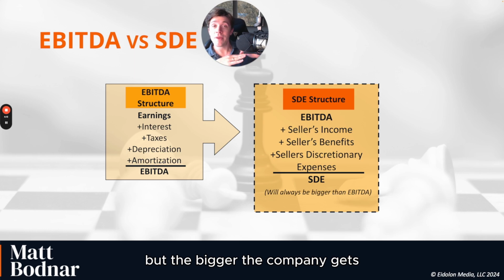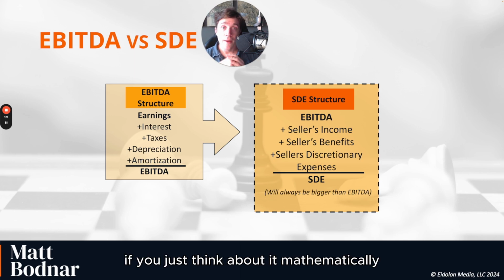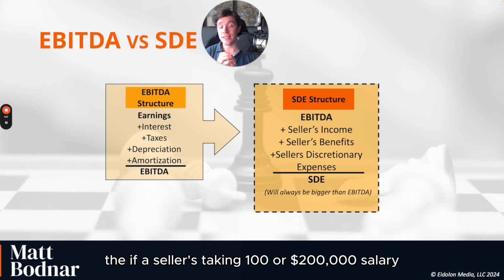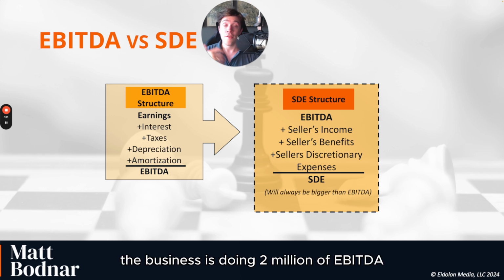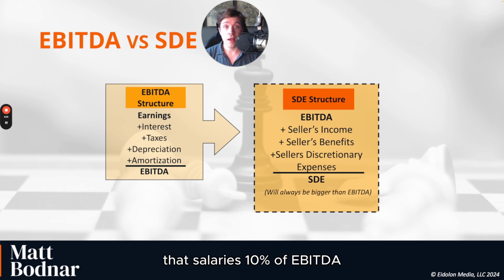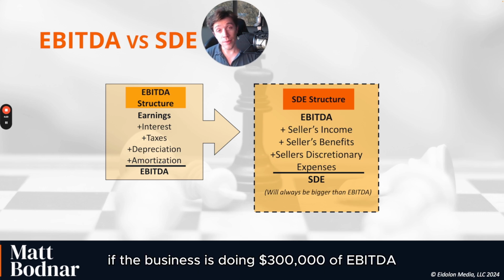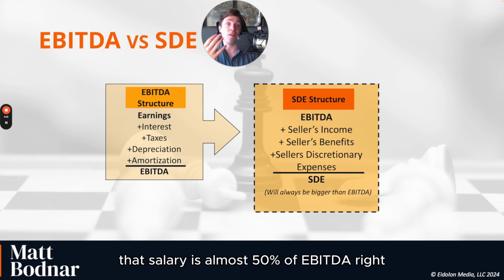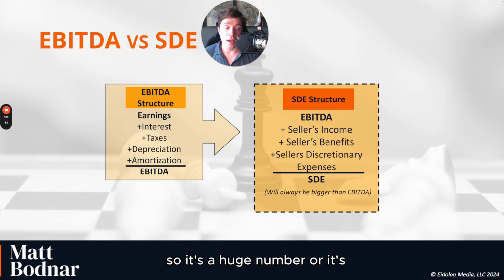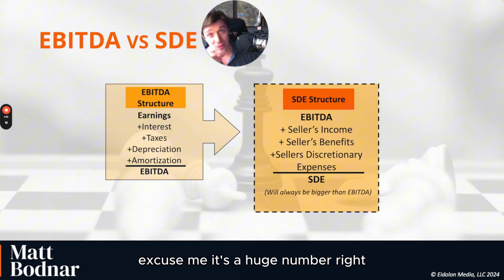But the bigger the company gets, if you just think about it mathematically, if a seller's taking a $100,000 or $200,000 salary, let's just say $200K. If a business is doing $2 million of EBITDA, that salary is 10% of EBITDA. If it's doing $4 million of EBITDA, that salary is 5% of EBITDA. If the business is doing $300,000 of EBITDA, that salary is over 50% of EBITDA, right? It's a huge number, right?